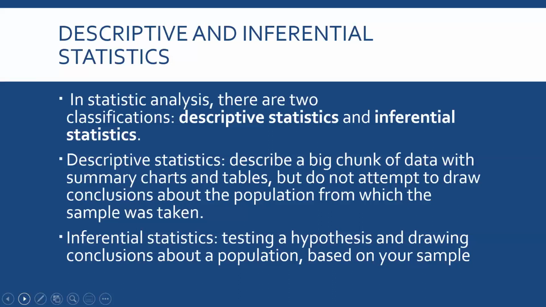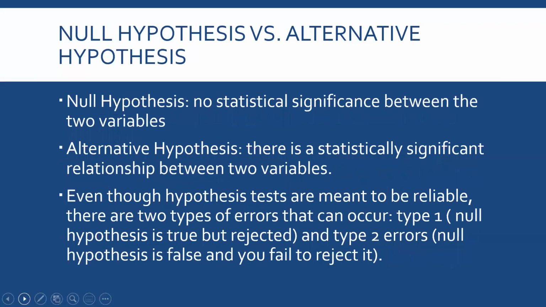So going back to descriptive statistics, this is describing a big chunk of data based on charts and tables, but we're not trying to draw any conclusion about the population. However, inferential statistics is basically testing a hypothesis. As long as you're drawing a conclusion about the population, this is called inferential statistics. And of course, this conclusion comes from studying your sample.